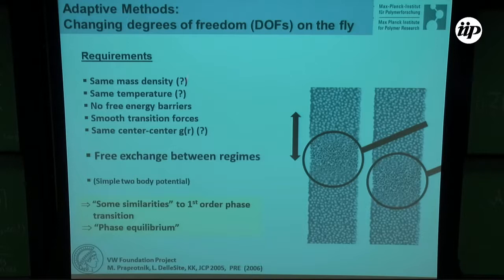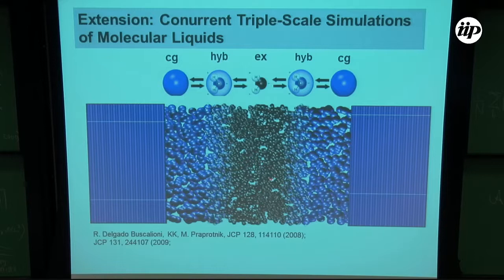And this all summarizes into the condition that I need a free exchange between these different regimes. And for simplicity, one would prefer to stick to two-body potentials, but this is not really crucial. If you think of it, at least in the beginning, that helped us to a certain extent, one can think of this as a kind of geometry-introduced first-order phase transition, and that one has a kind of phase equilibrium between these two regimes, but this analogy doesn't carry us very far. And eventually, of course, one would like to extend this not only to the situation that one has all-atom here, so periodic boundary conditions in this direction, coarse-grained here, and then continuum, so that one can really look into systems with external shear boundary conditions and then things like this.